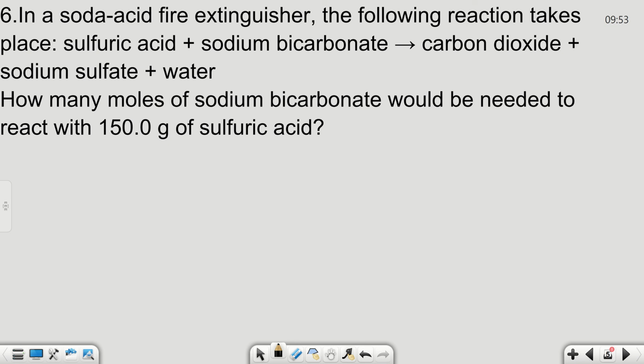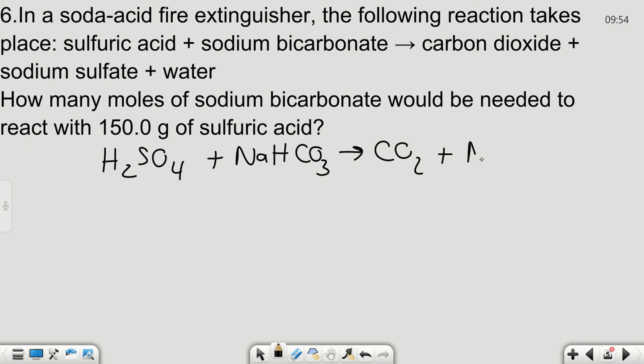Okay. So basically, same thing here. H2SO4 plus sodium bicarbonate yields CO2 plus sodium sulfate plus H2O. Okay? All right.